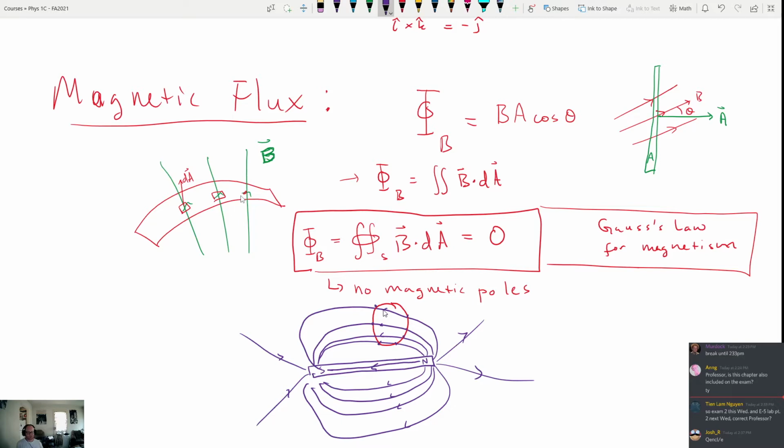At least as far as we know. Maybe 100 years from now, we'll have a different idea. In order to produce these magnetic monopoles, we think that we would have to produce a huge amount of energy anyway. So, any questions about magnetic flux? Hopefully, it makes sense why the magnetic flux through a closed surface has to be equal to 0, because there are no magnetic monopoles.